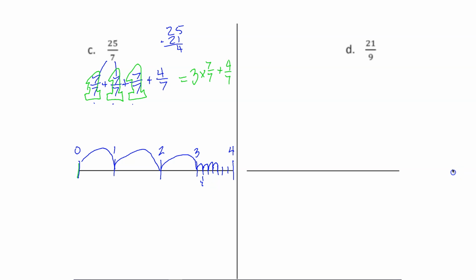I said fourths. It wasn't fourths, our units were sevenths. So that's going to be 3 wholes, and this is going to be 3 wholes and 1 seventh, 3 wholes and 2 sevenths, 3 wholes and 3 sevenths. This is 3 wholes and 4 sevenths right here. That's where we would be.